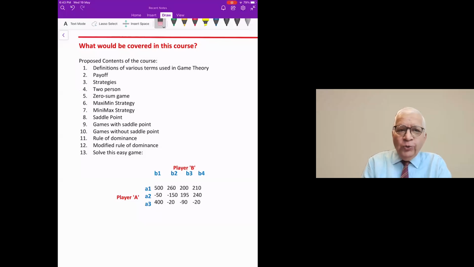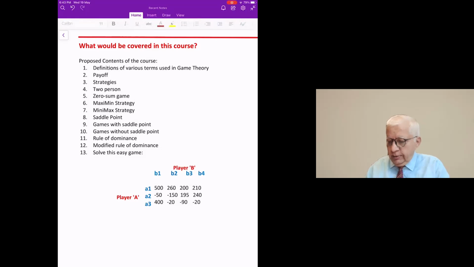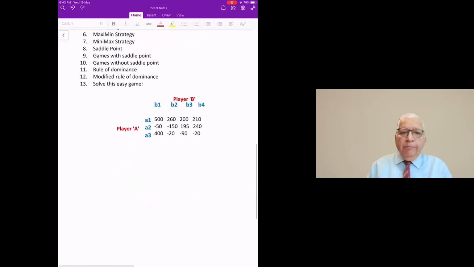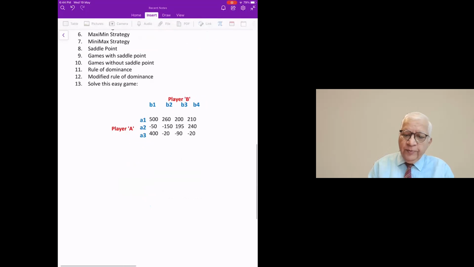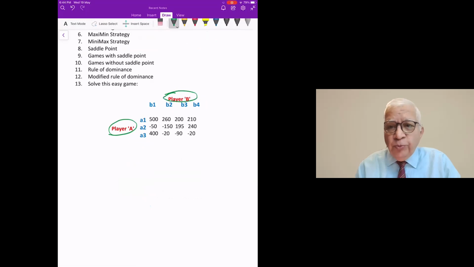Now let's go to a game. Now see here there is a game written on the screen. Player A and player B, can you see these two terms written here? Player A and player B are two players in this game.